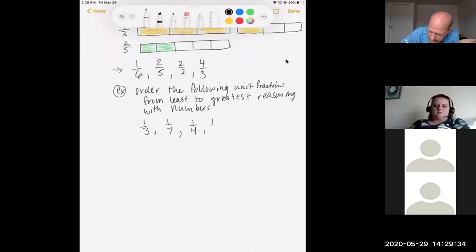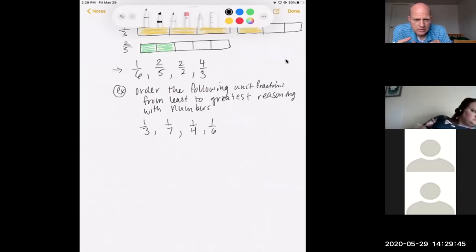Okay, so we can use pictures or we can just reason about the numbers. We want to generate an idea here for unit fractions. So how do we know how big these are? Which one is the biggest one? Which one's the smallest one? Which one's going to be between?